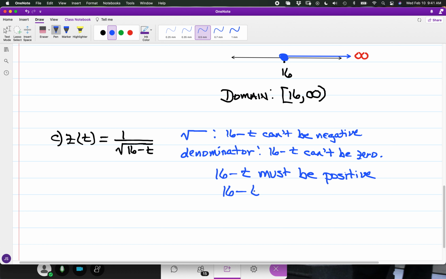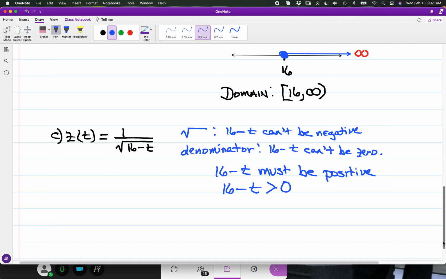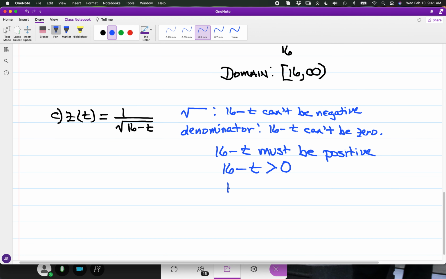And so as an inequality, we'll have 16 minus t is greater than 0. Remember, it cannot be equal to 0. And solving for t, once again, like in part A, I'm going to move the 16 over by subtracting.